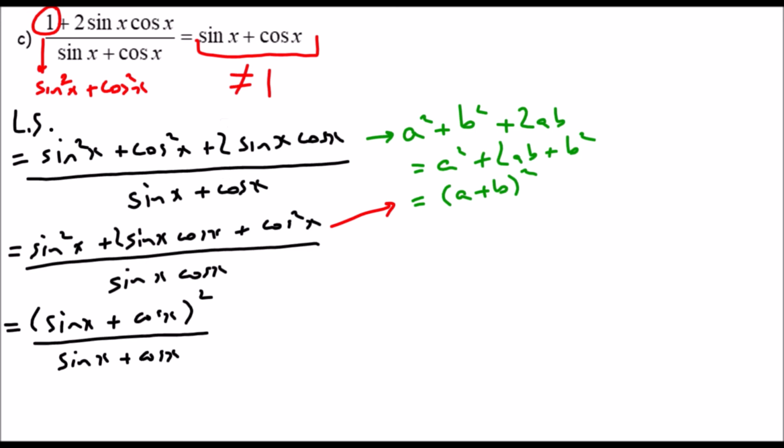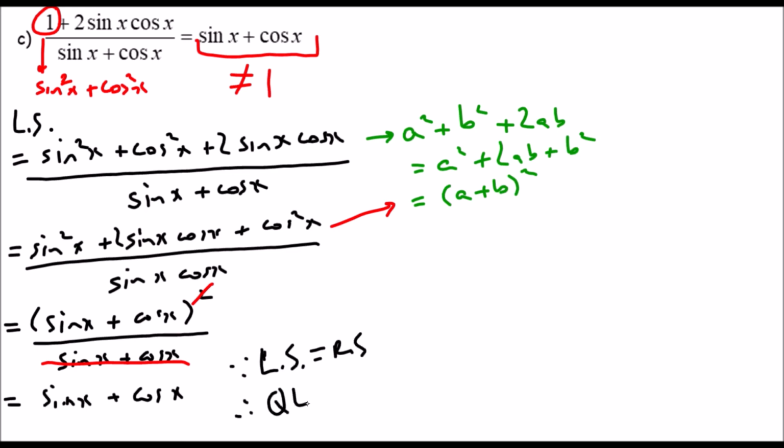What can I do here? Boom, boom. What am I left with? I am left with just sine x plus cos x. So, done. Because the left side equals the right side, therefore, QED. So that's the end of Part 3.